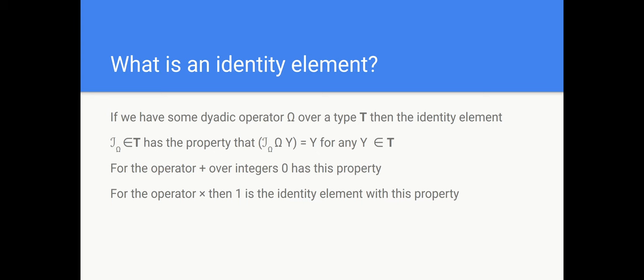What does an identity element mean? If you've got some operator omega over some computing type t, then the identity element i omega, being a member of t, has the property that i omega omega y is equal to y. That is to say, we take the identity element with respect to omega, apply the operator, and you get y again, for any y in the type t. For the addition operator over integers, 0 has this property. For the operator multiply, 1 has this property. Multiply any number by 1, you get the number back. So it has a null effect. It produces an identity.